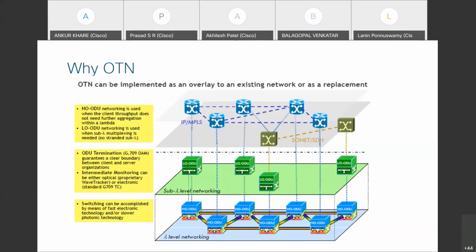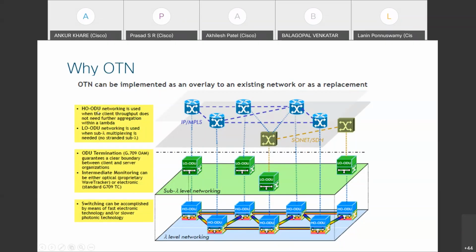So this is the layer diagram where we see all the IP MPLS network. At the bottom you see LODU, which is nothing but a lower order optical data unit on the OTN, and the last one is HODU, which is a higher order ODU. So this is just a representation of how we carry the network, right?